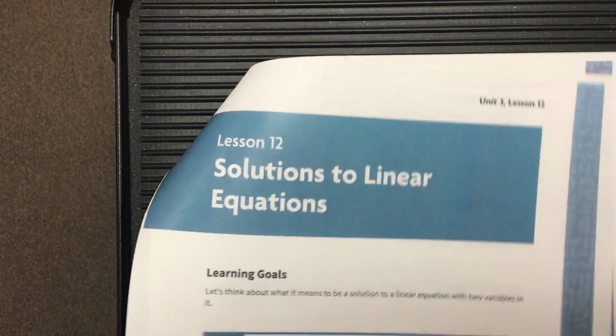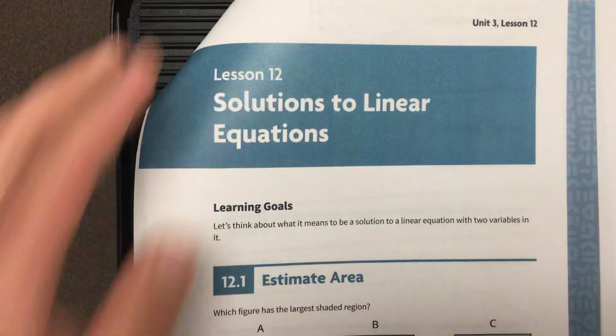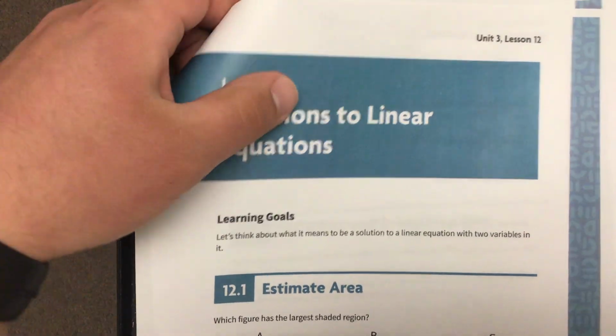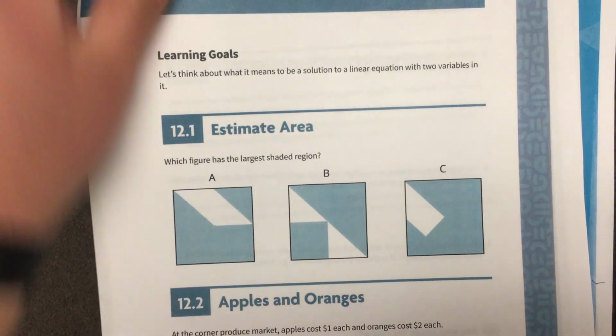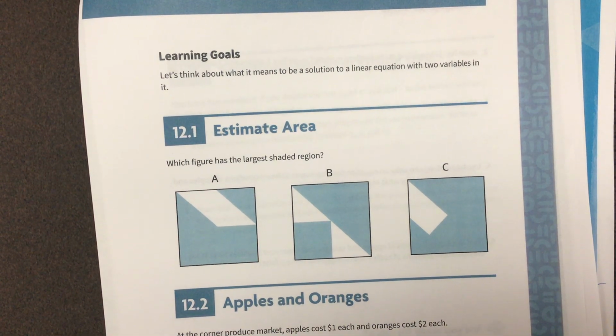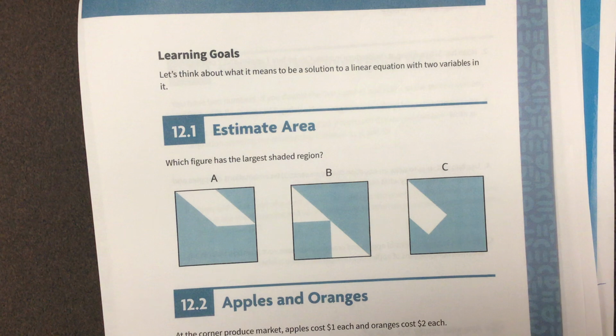12. We're going to work on solutions now. We've been working with those linear equations, and now we're going to start working on some solutions. But this first one gives you 3 squares here, and it just wants you to estimate which figure has the largest shaded region. Which one of these has the most shaded?